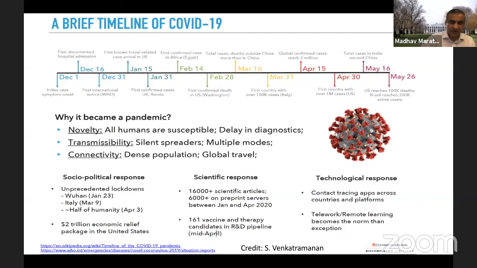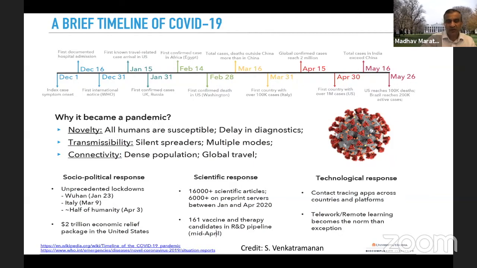And why did this become pandemic? As it happens with other diseases, this is a novel virus as far as humans are concerned, so everyone is susceptible. There are very interesting modes of transmission for this virus, including the fact that folks can be transmitting the disease but might be asymptomatic.